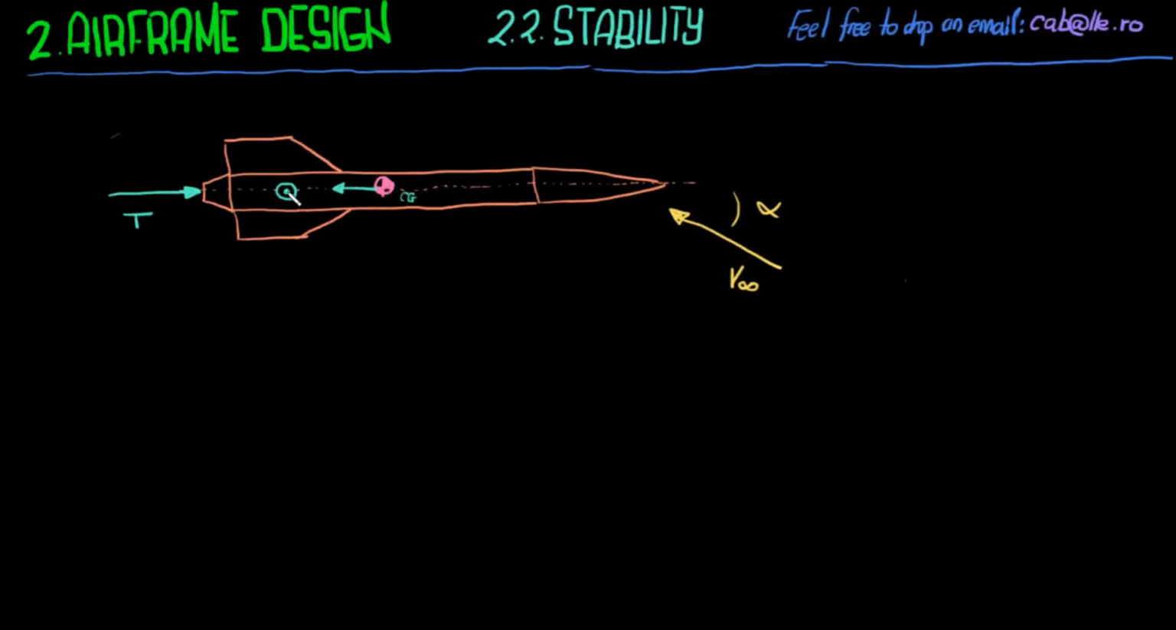We have weight. And recall we have one aerodynamic force. Okay, we'll call this, I don't know, F, which, if we project it on the axis of the rocket and the perpendicular to the axis of the rocket, we can decompose it to the normal force and the actual drag.